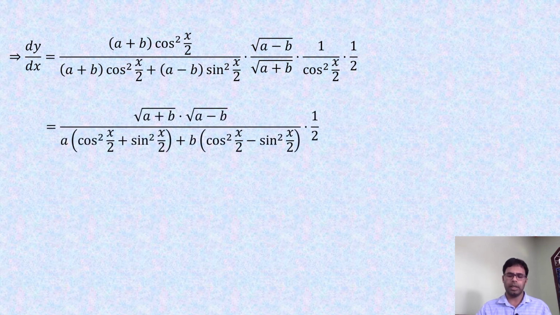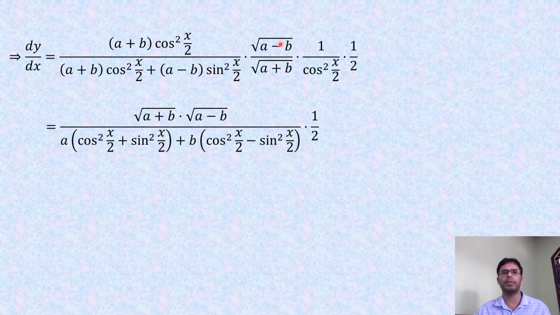So this is the line, dy dx is equal to, this is the previous line, and here you see this a plus b can be considered as root over a plus b whole square. This root over is cancelled, so it is a plus b into root a minus b. This cos square and cos square will cancel each other, and half is already remaining there.